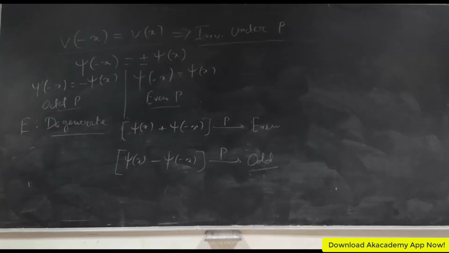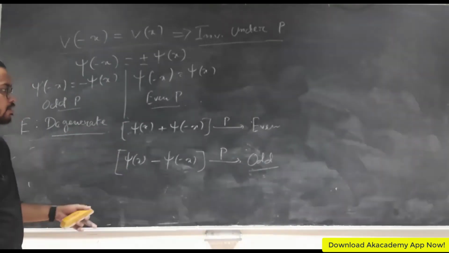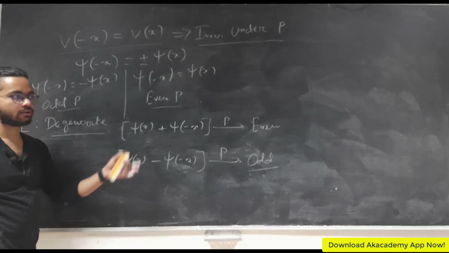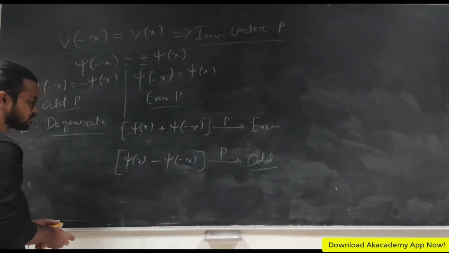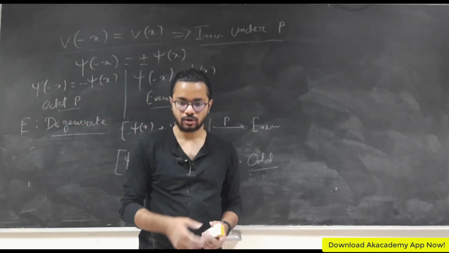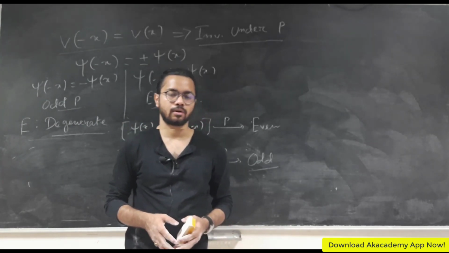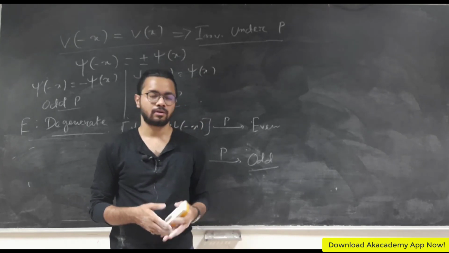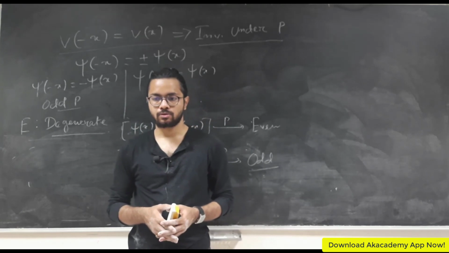So for a degenerate state we can take these two linear combinations, which under parity will give us even parity and odd parity. Fine, so this is it for now. In the next class we'll solve some exact solutions. We'll solve the Schrodinger equation for a particular potential, the infinite potential well actually, which is exactly solvable. We'll see that in the next class.